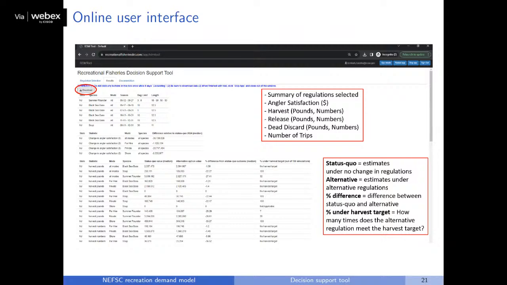We include status quo estimates, or estimates under no change in regulations. Alternative estimates are estimates under the alternative regulations that you chose in the previous tab. The percent difference, just the difference between status quo and the alternative, and a percent under harvest target, which is just how many times out of the 100 iterations of the model does the alternative regulation meet the harvest target. We do that for all 3 species and all 3 modes, including all the modes combined for all of the states selected in the previous tab. Next slide.